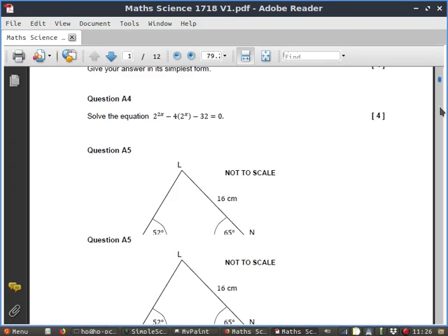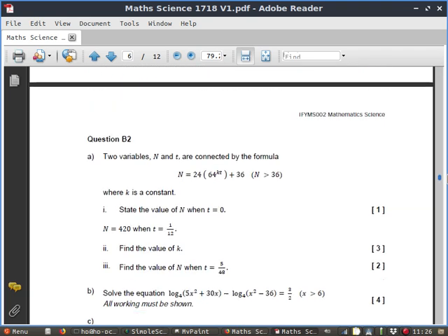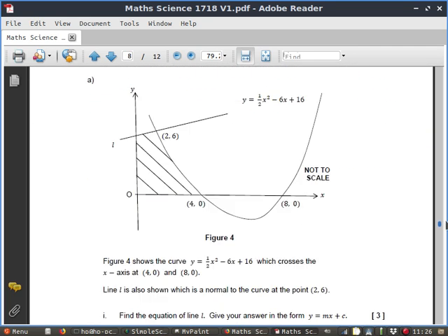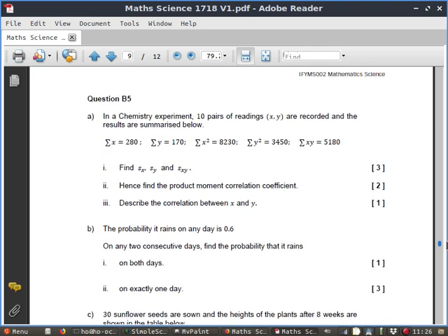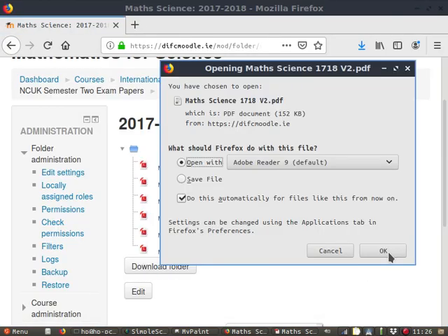Okay, so let's see, Section B. So that's algebra, sequence and series, trigonometry, calculus. No, not this one. Well, we could do it, but we just have to skip a part. Let me just check version 2.